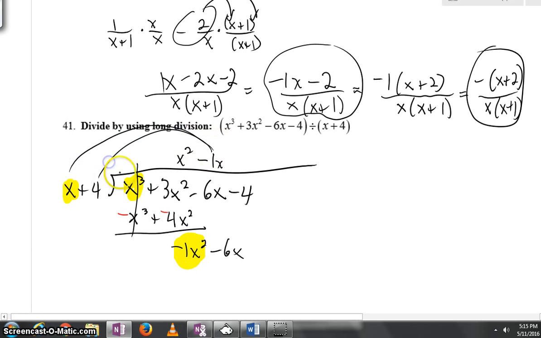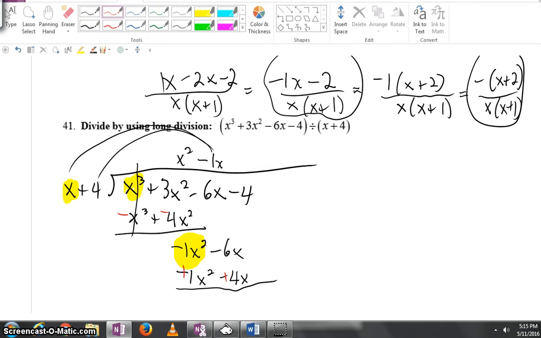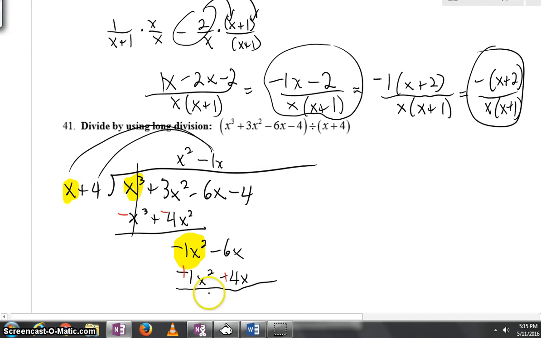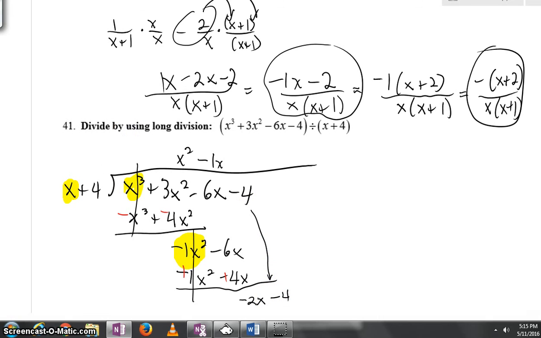We're going to distribute to both. We'll have negative 1x squared and then a negative 4x. After you've multiplied, then you're going to change both of these signs. That's how we really subtract. We add an opposite. These cancel out. Negative 6x plus 4x is negative 2x. Here we go, bringing down our last constant. That means we're almost done.